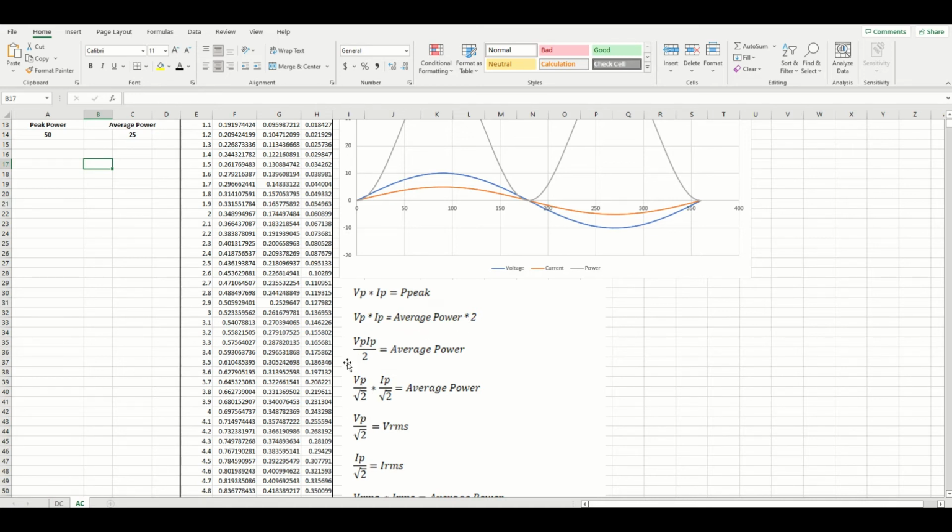So I can split that square root of 2. I can split that 2 up into both the voltage and the current, and they can be proportionally split up by the square root of 2. So voltage peak divided by the square root of 2 times current peak divided by the square root of 2 equals average power.